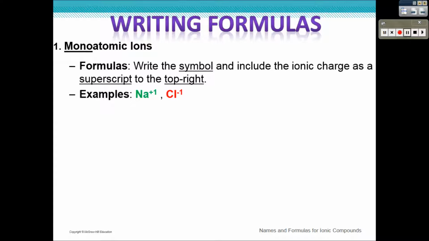Now, first off, if you're writing the formula for a monoatomic ion, mono means one, so we're talking about how do we write the formula for just one element by itself, one ion by itself. For example, you have sodium, which has a +1 charge, and chlorine, which has a -1 charge. So to write the formula for sodium and for chlorine, you're just going to put the symbol. The symbol for sodium is Na, so you just write Na, and the charge of it is +1. The chloride anion is just Cl, and it has a -1 charge, so we put it like that.